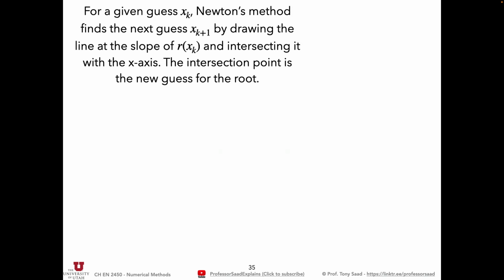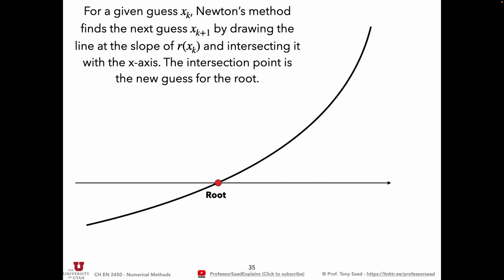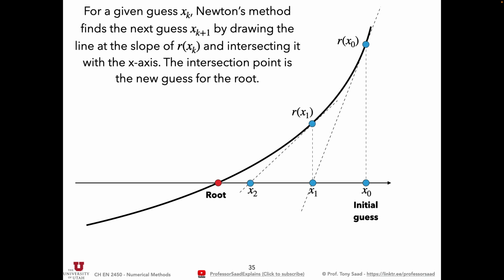So the interpretation of Newton's method visually is as such. Suppose you're trying to find the root of this curve, so its intersection with the x-axis. And your initial guess is this guy, x0. The first iteration finds r of x0 and then draws a tangent line at r of x0. The intersection of the tangent line with the x-axis is your new guess of the root. Repeat. Draw a tangent. That's your new guess.